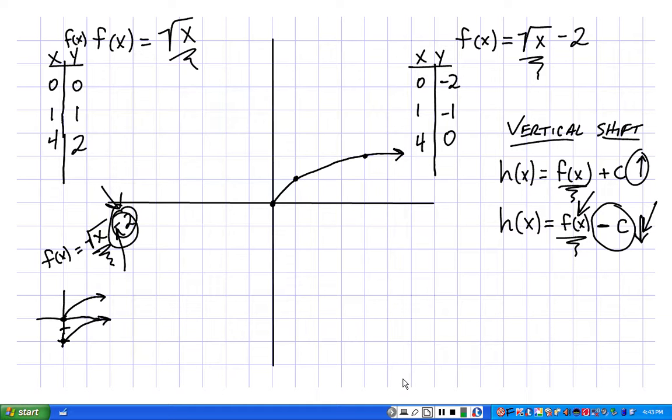So now I'll create my transformation. So I have my parent function minus 2, minus a constant. So at x is 0, y is negative 2, so that's right here. At x is 1, y is negative 1, and at x is 4, y is 0. So there's my function.